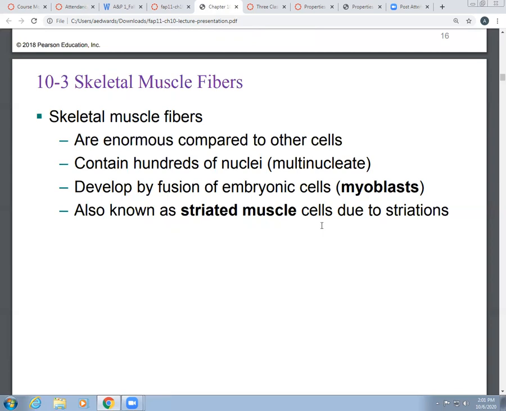So how do they form? Well, we'll learn about that in the next slide, but basically you're fusing together myoblasts. And remember, anytime you see myo, it's muscle. Anytime you see blast, that means it's a developmental cell, it's a building cell, right? So these are early cells. Skeletal muscle fibers are known to be striated. They have lines you can see if you look at the slides, they're striated.